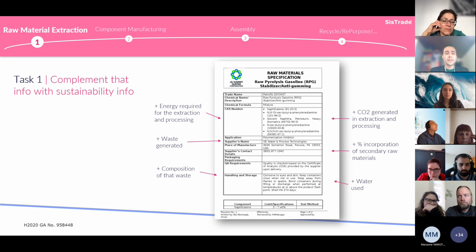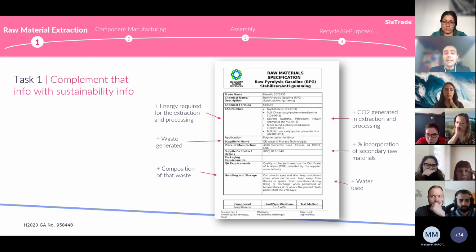So for example, this is a technical data sheet from a material. We have to include the energy required for the extraction and processing, the waste generated, the composition of that waste, the CO2 generated in the extraction and processing, the percentage of incorporation of secondary raw materials, for example, and the water used, and so on. We have lots of missing information that we would like to have in our DPP.